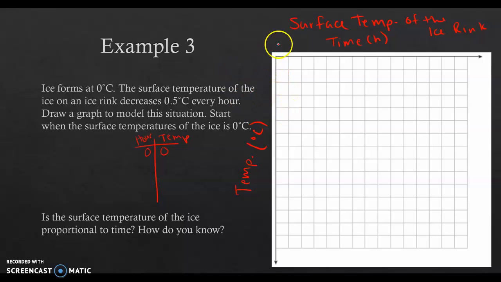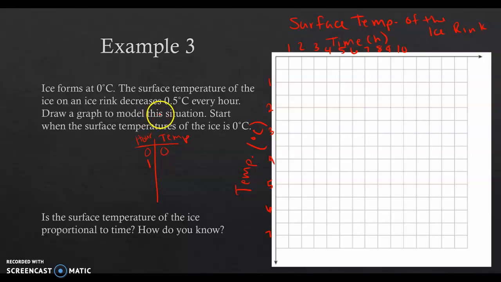All right, so hours makes sense to count by 1. 1, 2, 3, 4, 5, and we're just going to keep going. I'm going to go to like 10 for now. And then surface temperature is decreasing by 0.5. So every box is going to be 0.5, but every 2, I'm going to put a whole number. So 3, 4, 5, 6, and 7.